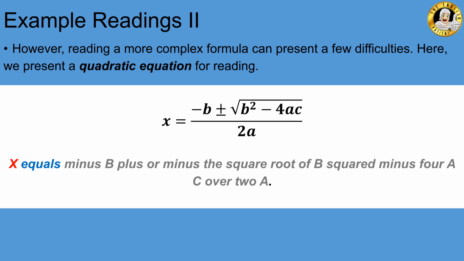However, reading a more complex formula can present a few difficulties, especially if you don't know the English for the symbols that you're reading. So this is a quadratic equation, for example, not an incredibly difficult formula, but it still poses difficulty in English. So this is how this would be read. X equals minus b plus or minus the square root of b squared minus 4ac over 2a.